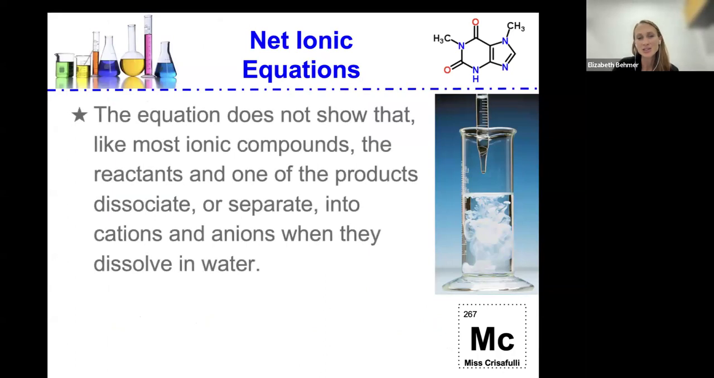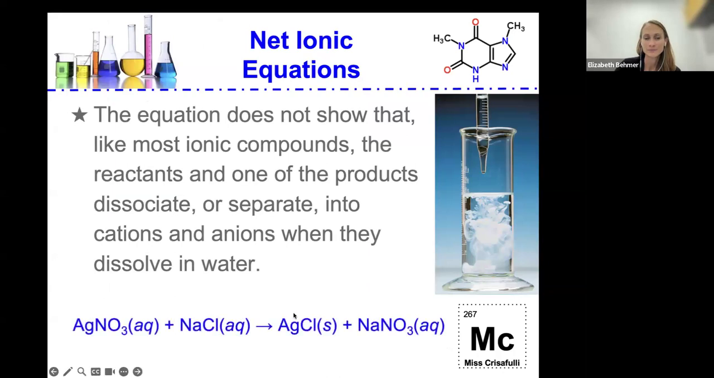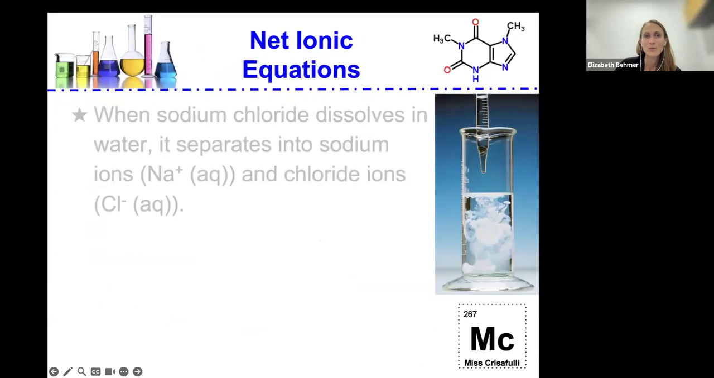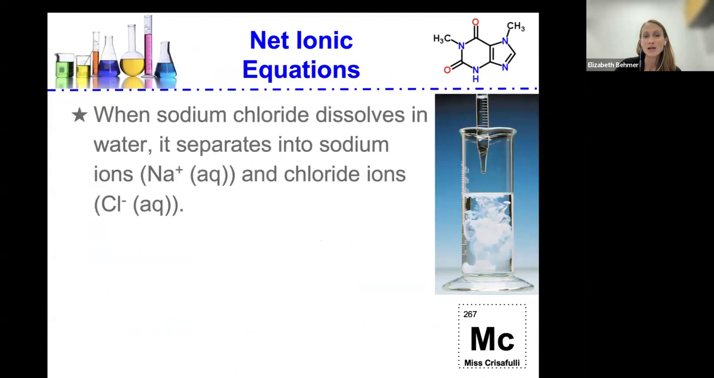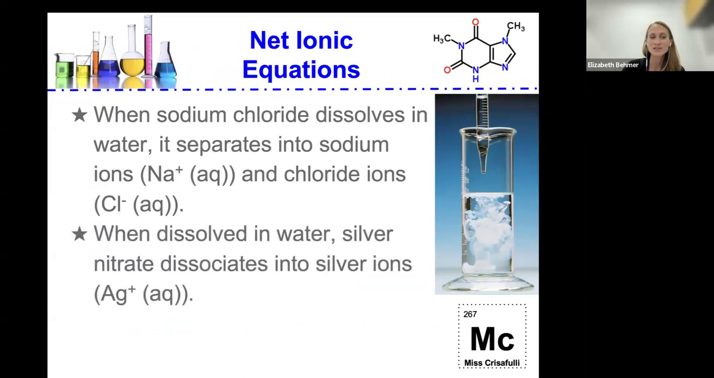The equation does not show that, like most ionic compounds, the reactants and one of the products will dissociate or separate into cations and anions when they dissolve in water. When sodium chloride dissolves in water, it actually separates into sodium ions and chloride ions. And when dissolved in water, silver nitrate dissociates into silver ions and nitrate ions.